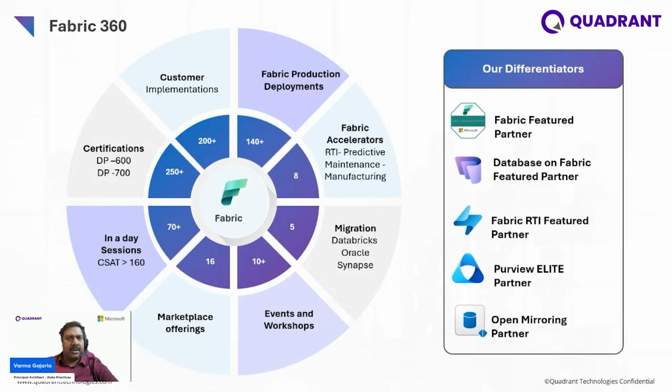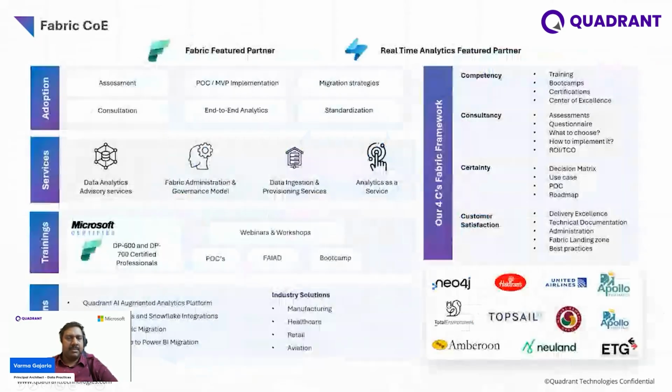And then we also conduct multiple events and workshops across the globe, in-person events as well as webinars like you are participating in today. And we have our own tool called QMigrator, which is a proprietary tool developed in-house to enable migrations from different platforms like Databricks, Oracle, Synapse, as well as reporting platform migrations like Tableau and other areas to Fabric or Power BI. Right. Yeah. Next slide, please.